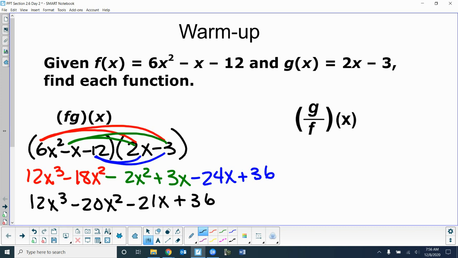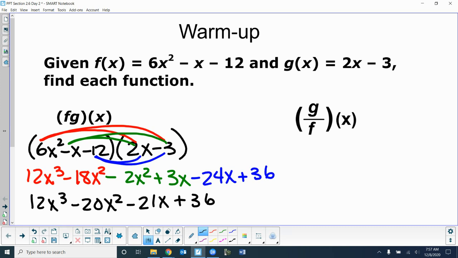Questions? So that's a trinomial times a binomial. You guys should be able to do that. It's a little more than foiling it, but you're just taking each term in the trinomial and multiplying by each term in the binomial. Then combine like terms. Okay?